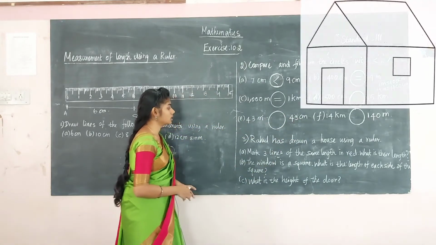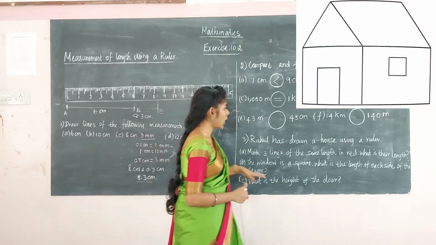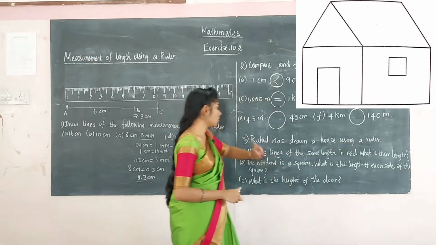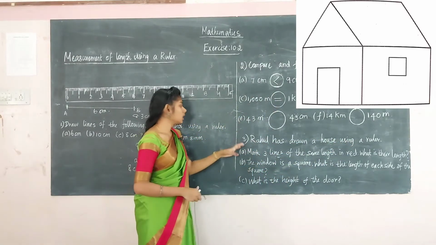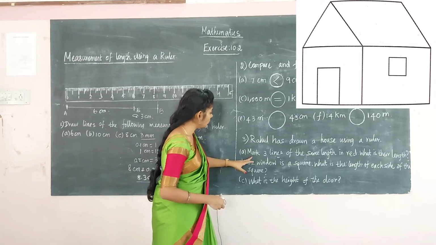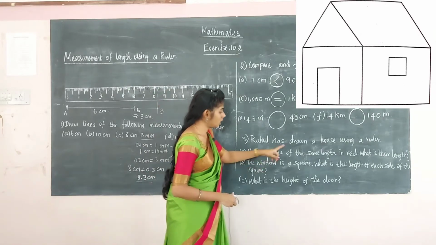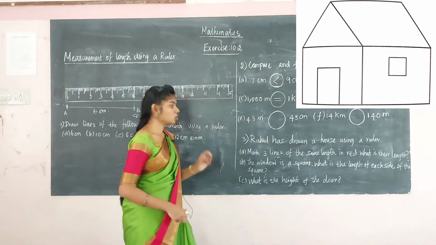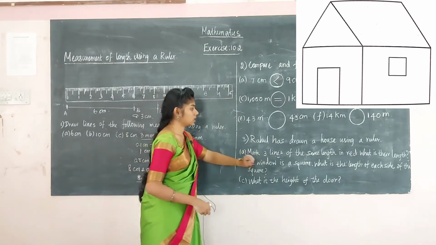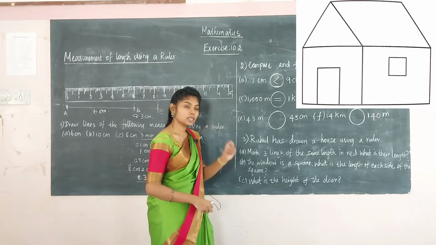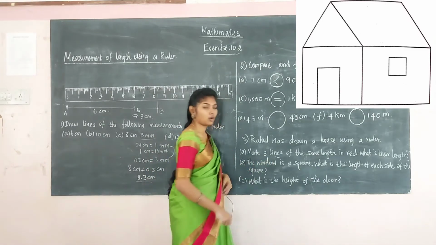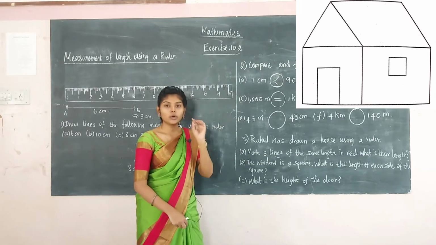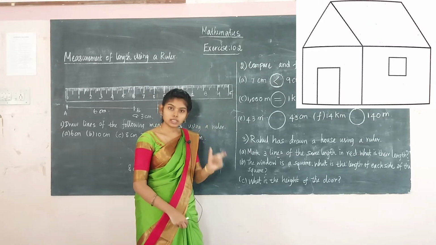And the next one, see. Rahul has drawn a house using a ruler. So you can see the picture here, the house picture. And now the first question, see here, mark 3 lines of the same length in red. What is their length? So you are going to draw the lines in red color which are of the same length. 3 lines are there, no, which are the same in length.